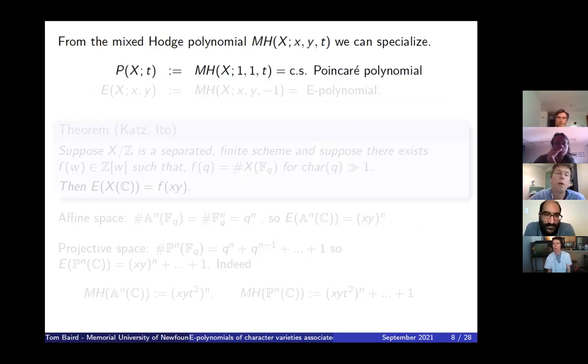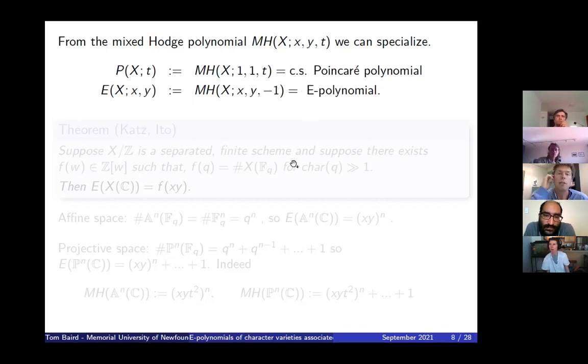So for example, if I take this mixed Hodge polynomial and I set variables x and y equal to 1, then I'm left with a one variable polynomial. Effectively, all you're doing is forgetting about this Hodge filtration and the weight filtration, and you're just remembering the cohomological degree. And so what you get is just the Poincare polynomial, which records the Betti numbers of the compactly supported cohomology.